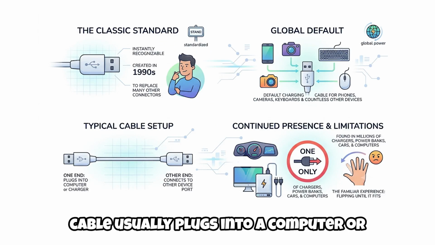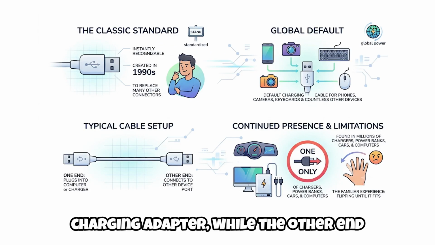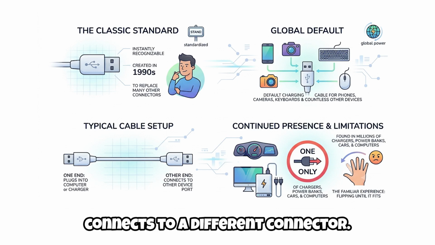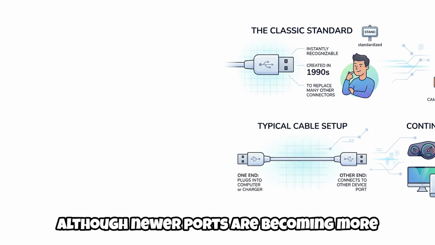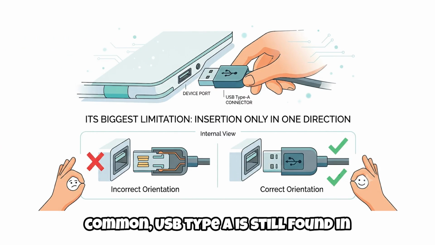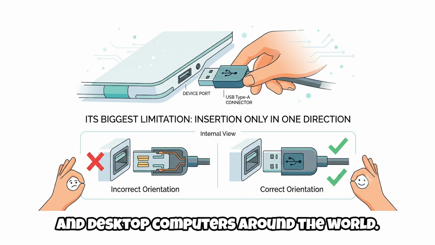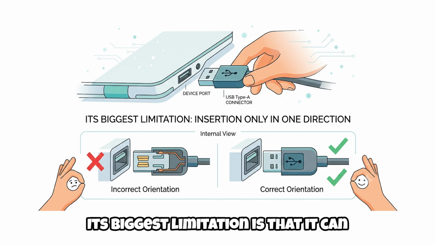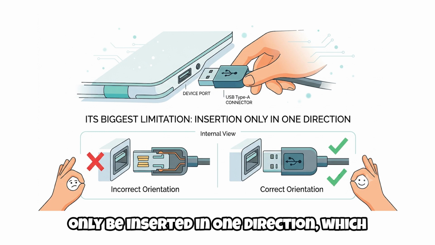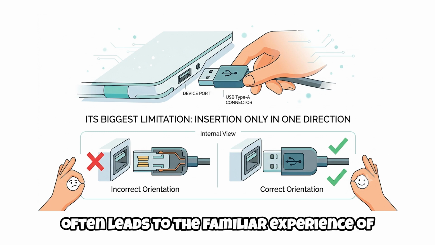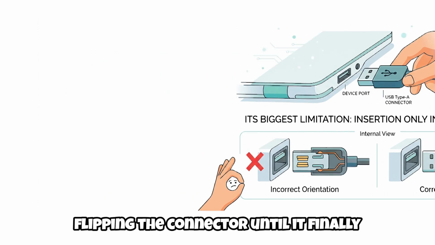One end of the cable usually plugs into a computer or charging adapter, while the other end connects to a different connector. Although newer ports are becoming more common, USB Type-A is still found in millions of chargers, power banks, cars, and desktop computers around the world. Its biggest limitation is that it can only be inserted in one direction, which often leads to the familiar experience of flipping the connector until it finally fits.